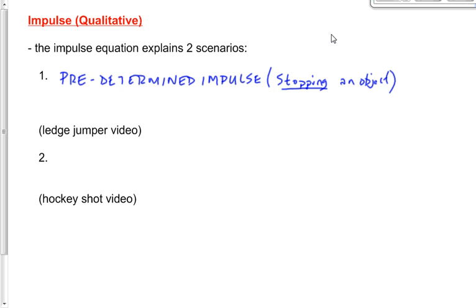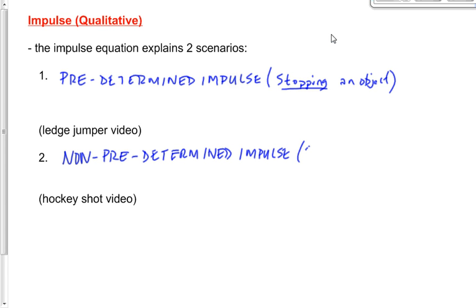I don't know if this is a word. I don't even know if you can do this or not, but this is an English class, right? Let's call it a non-predetermined. Can you have two hyphens in a word? I don't think so. But you know what I mean. An impulse that is not determined by the initial conditions of the object.